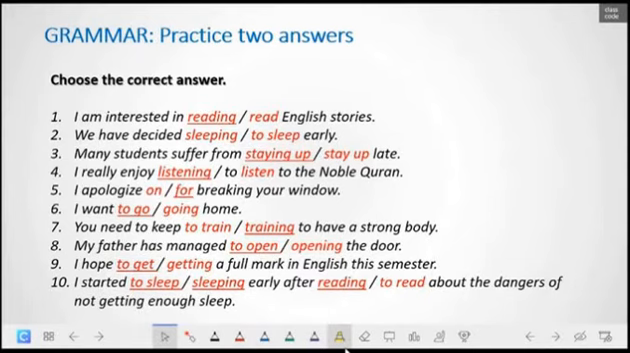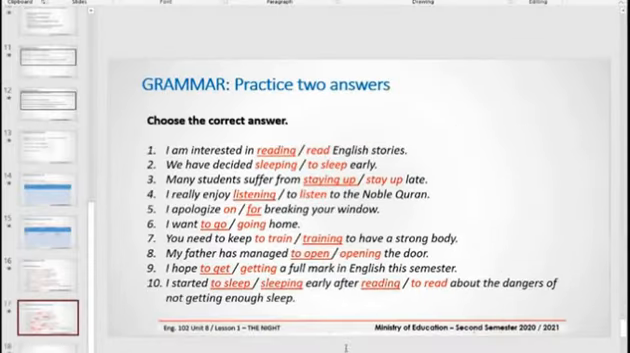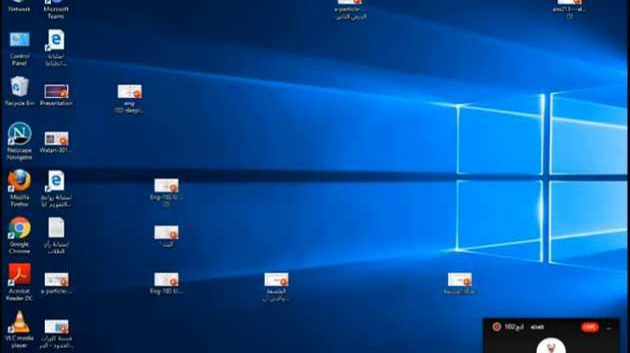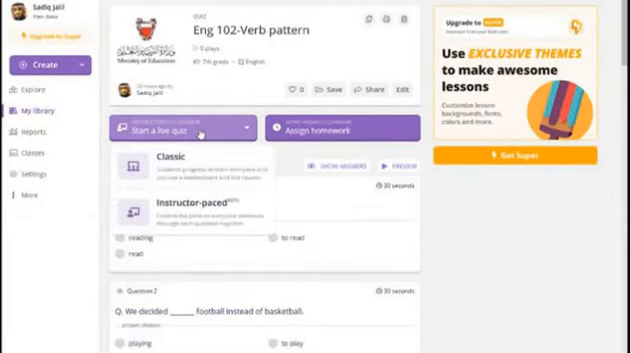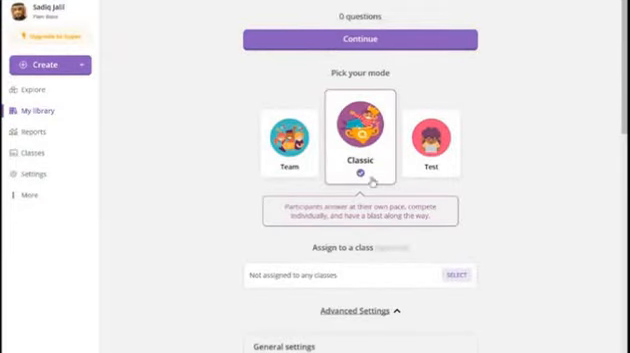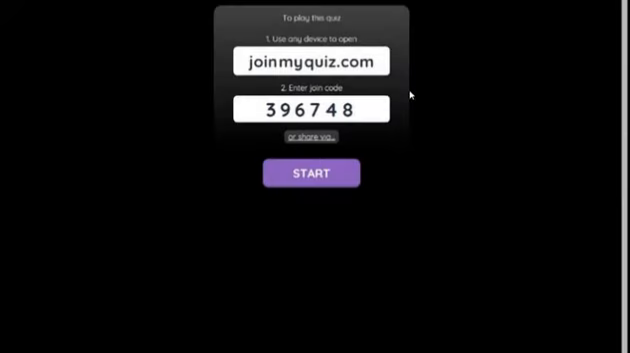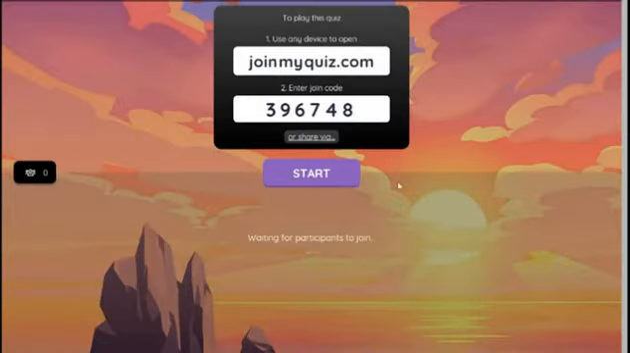All right. Okay. Now we're going to play a game. So please ready your mobile phones. All right. Get your mobile phones and start joining the game. So you go to joinmyquiz.com and you enter the join code. All right. I'll give you 5 minutes to enter the code and get in the game.